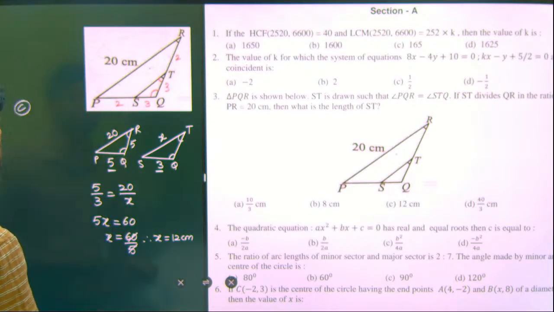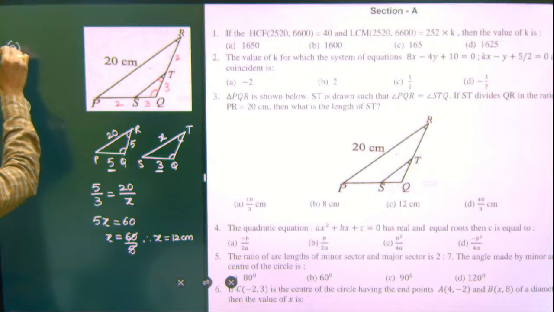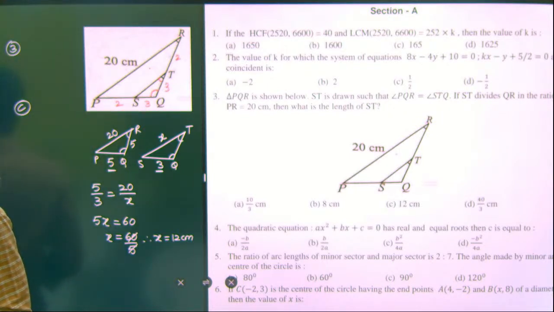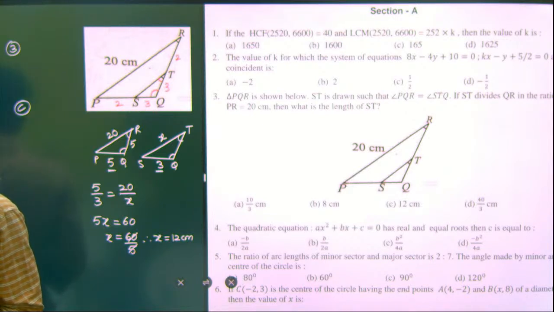Question number 3. You can check whether your answers are correct or not. Now the next question.